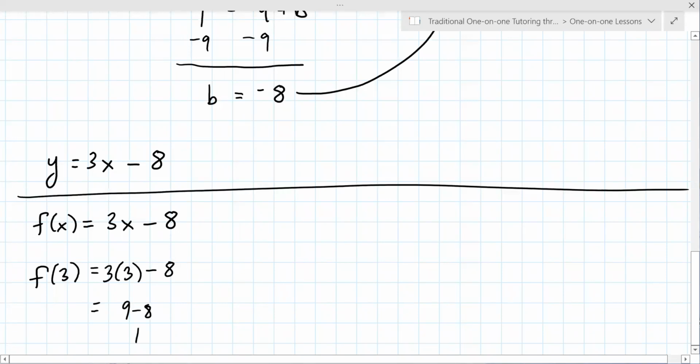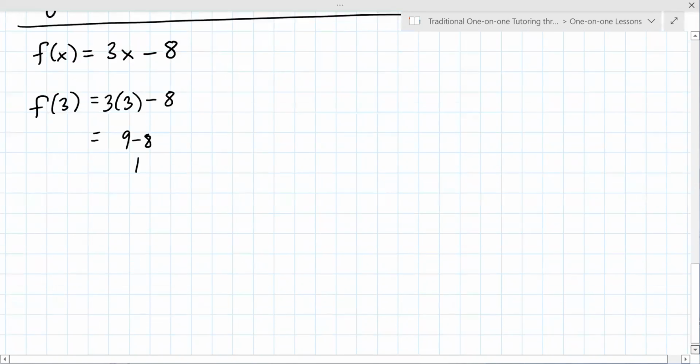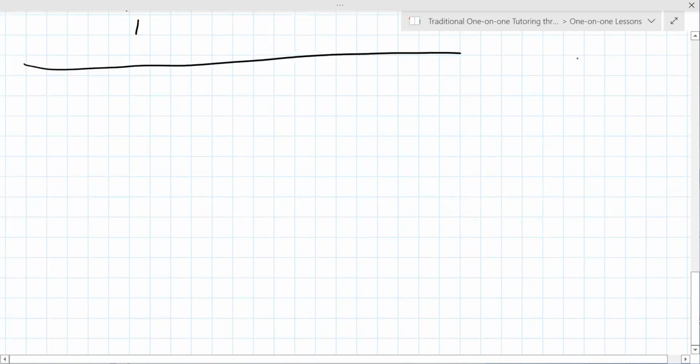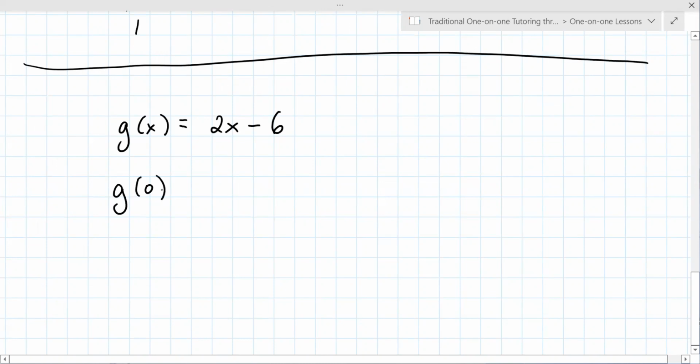Now, before we go on, I think there could be some few things that are unclear here. So let's look at a kind of a separate problem here. So let's say g of x equals 2x minus 6. Let's say, and I'm going to ask you to do this now, Serge. What is g of 0? G of 0. That means to put 0 in for x.